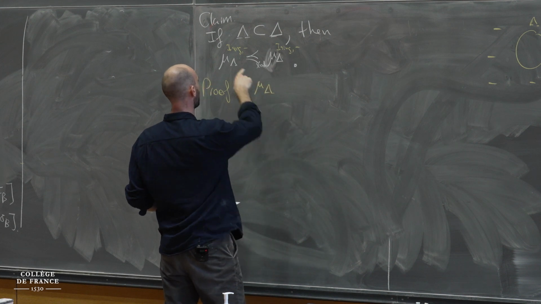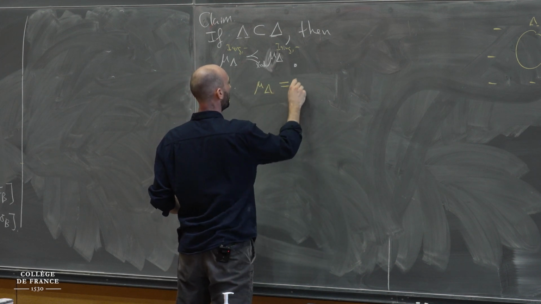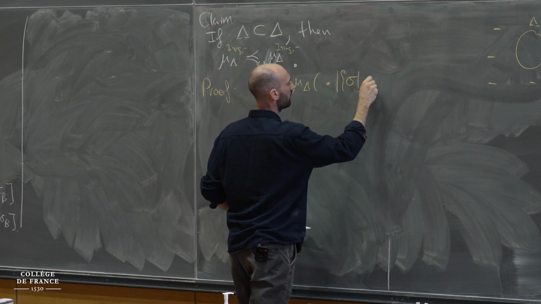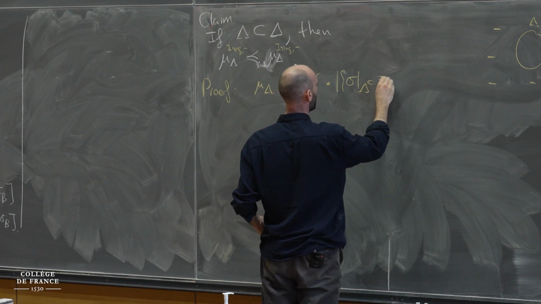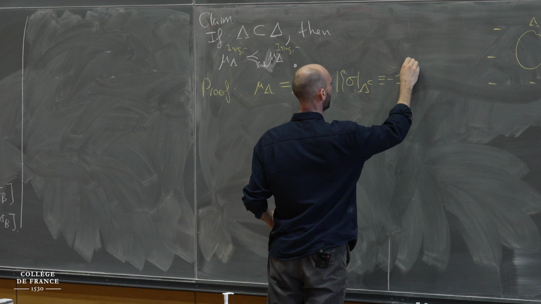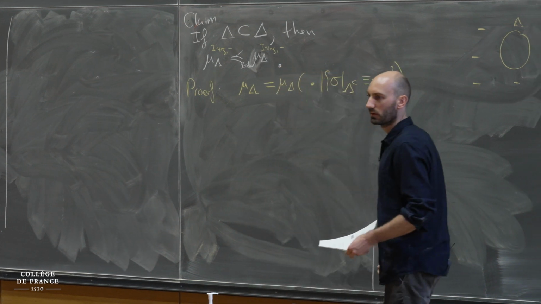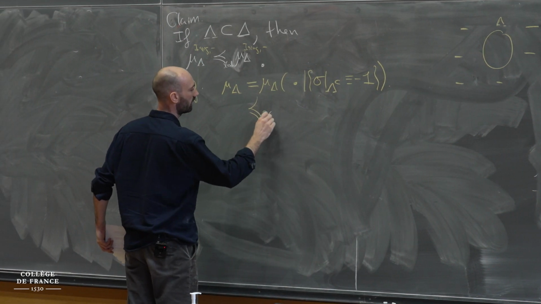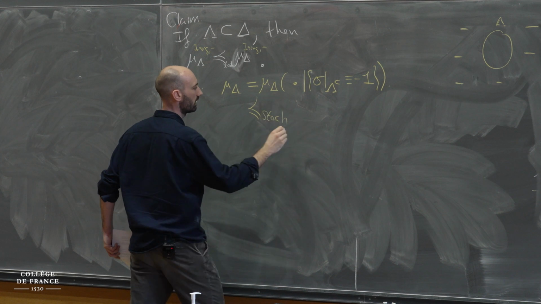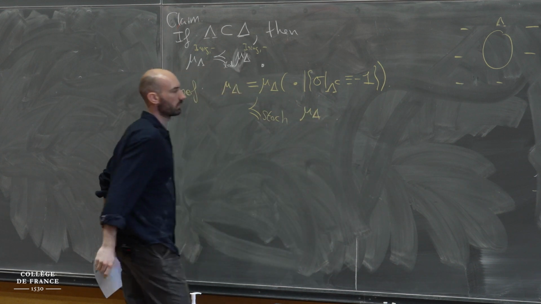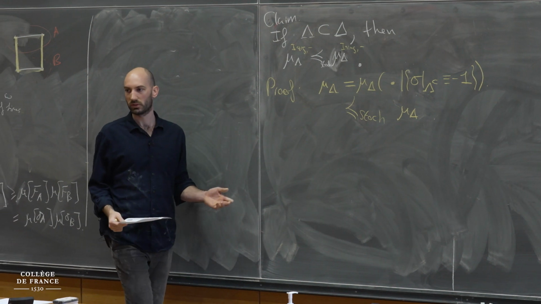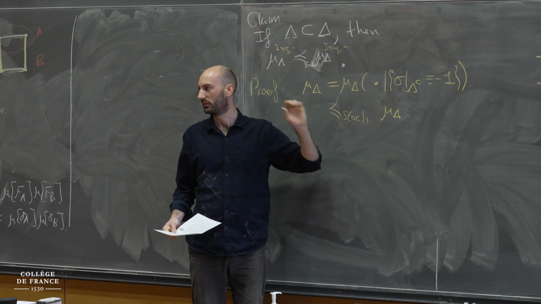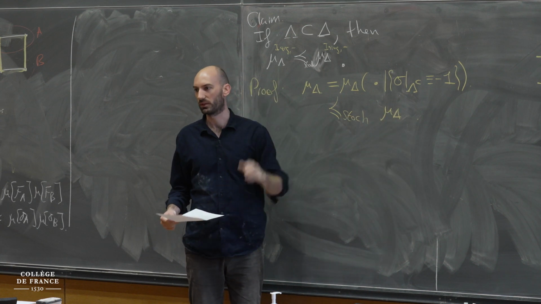So if I look at the measure mu of lambda, this is just equal to mu of delta, but conditioned on the event that it's -1 on the complement of lambda. Okay? But that is just the measure mu of delta conditioned on a negative event, a decreasing event. And by the FKG lattice condition, we immediately have the stochastic domination.